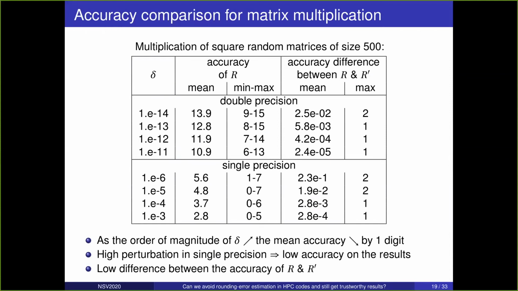Okay, so you can see that as the order of magnitude of delta increases, the mean accuracy decreases by 1 digit. And as expected, with a high perturbation in single precision, you get a low accuracy on the results. And we can see that there's a low difference between the accuracy of R and R prime.